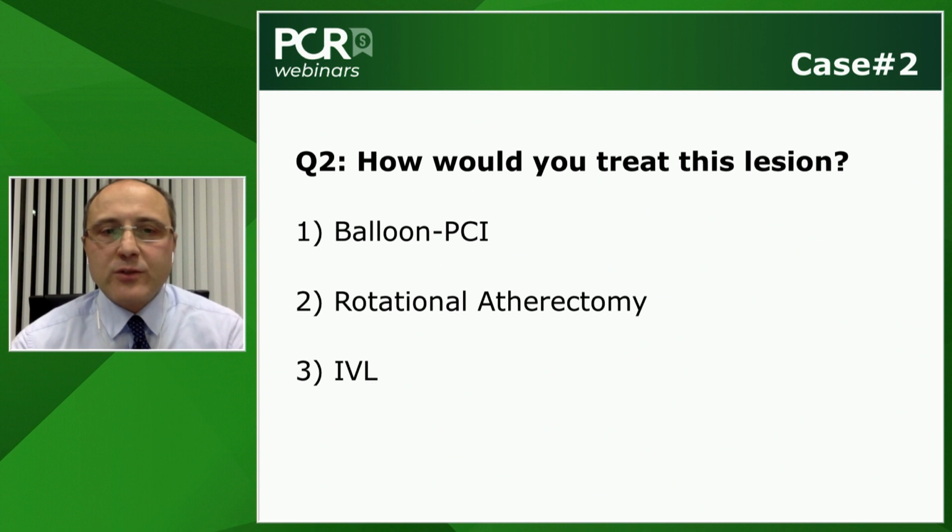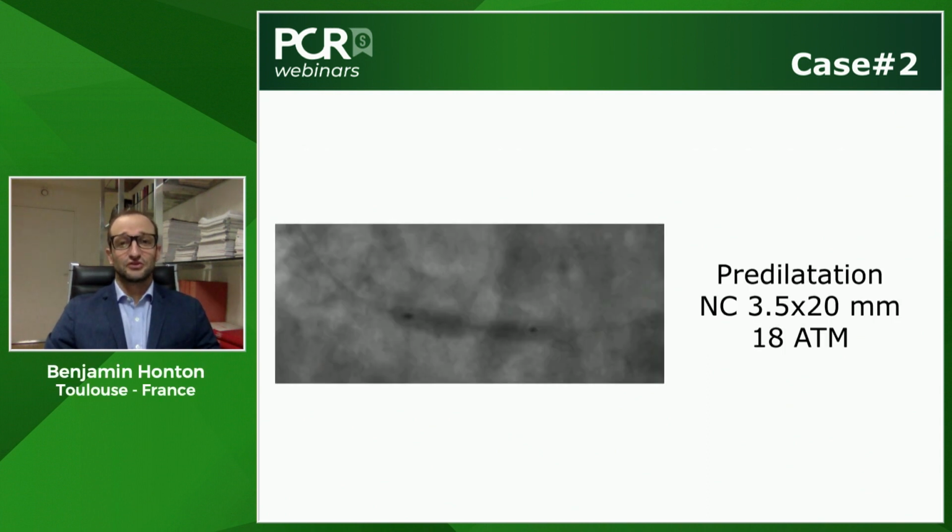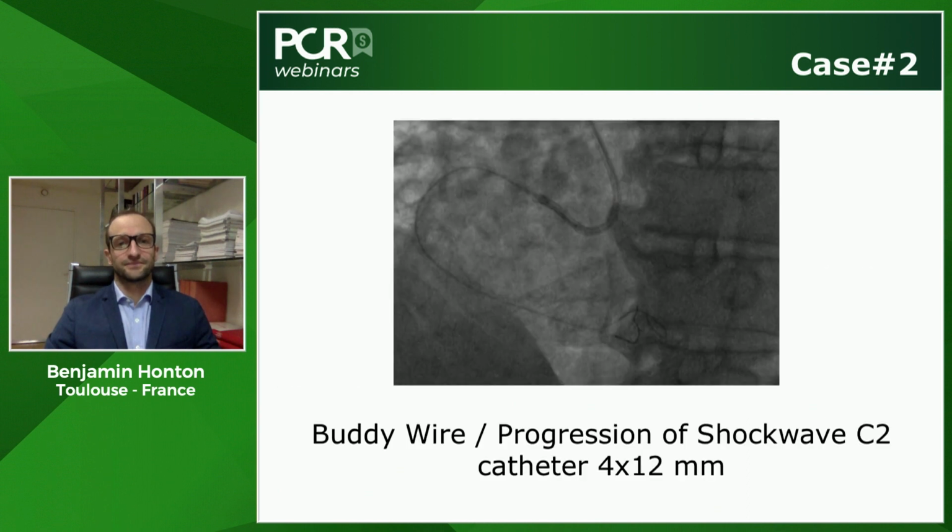Benjamin, show us what you did here. And so we follow Michael's advice, if you can show the case. So we try first to predilate with a non-compliant balloon. It's a 3.5 millimeter, 20 millimeter length, raised up to 18 atmospheres. And you can see the footprint, the residual stenosis that is left on this predilatation. And so in this view, we change our mind and go for an IVL next.